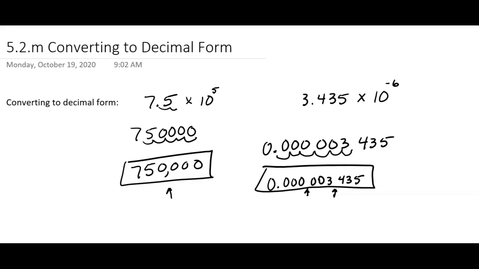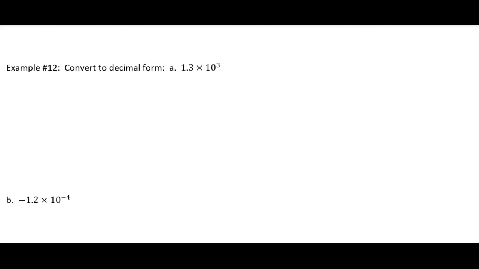Okay, so now I think we have a couple examples. 1.3 times 10 to the 3rd. So look at your exponent. If it's positive, go to the right. It's going to be a bigger number. And you add as many zeros as you need to. So you could put a comma there. So 1,300. That's what it would be.